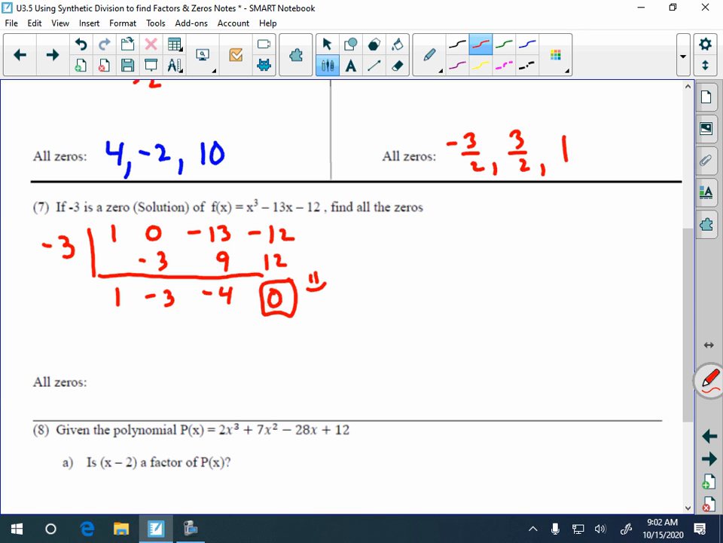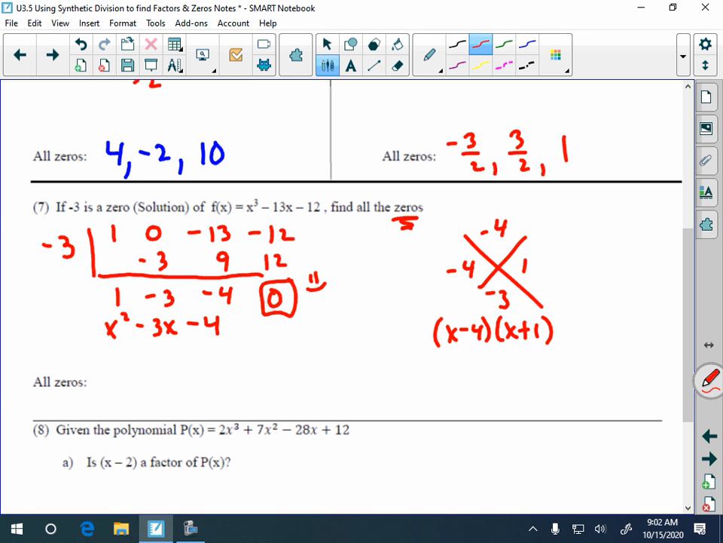All right, so let's go ahead and write the polynomial, 1x squared minus 3x minus 4. Go ahead and factor it. Negative 4 on top, negative 3 on the bottom. So negative 4 and positive 1. So the factors are x minus 4, x plus 1. All right, and now we want to go ahead and find all the zeros, the solutions. So the solutions to this are going to be positive 4, negative 1, and then the one they gave us, negative 3.